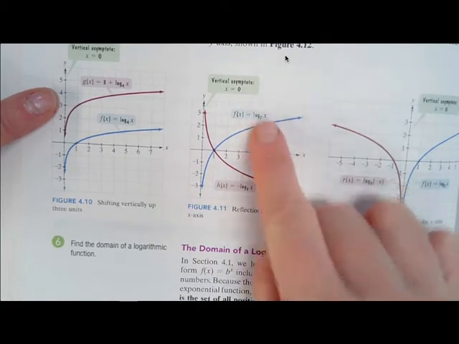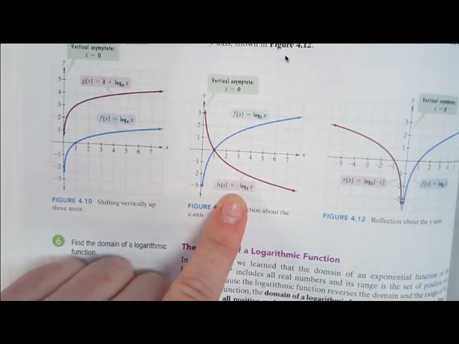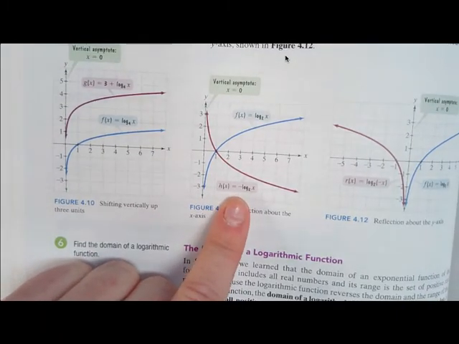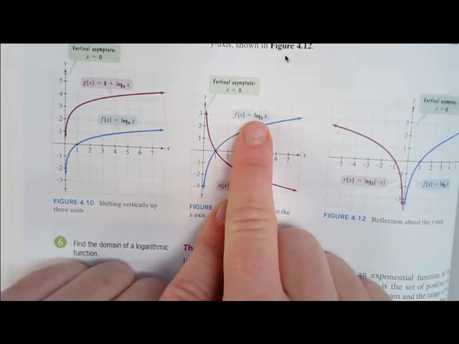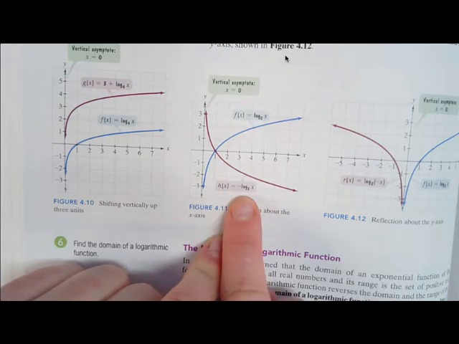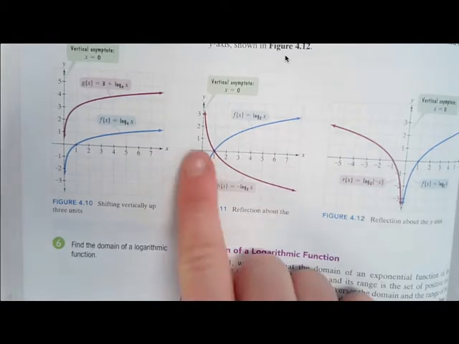And then a reflection. Just like whenever you have the linear parent function, a reflection usually has y equals x and then y equals negative x. That's your reflection. So it's the same thing. If you have log base 2 of x and then negative log base 2 of x, that's a reflection across the x-axis.